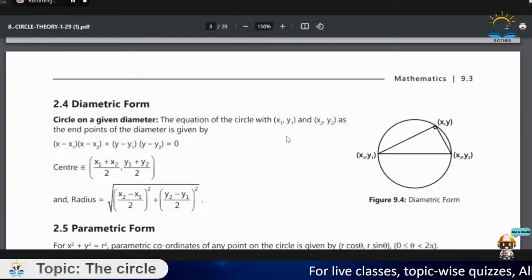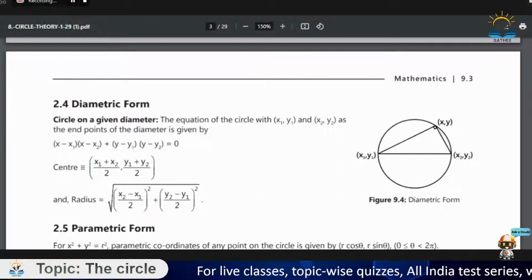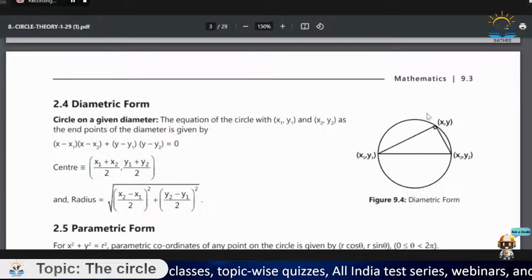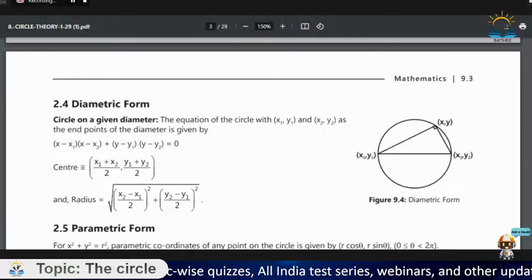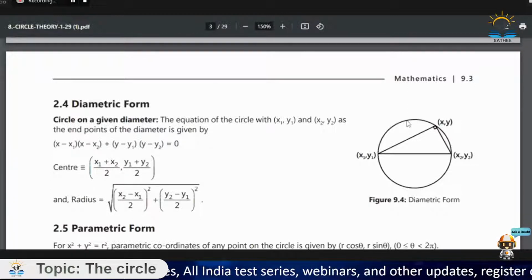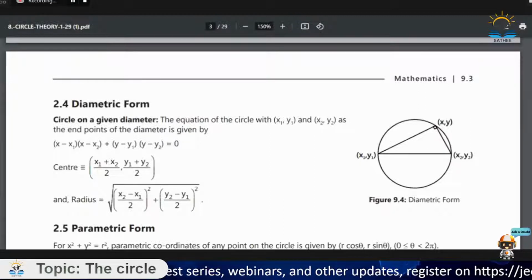So basically this is simple. We have read a property in our ninth class that if we join the diametrically opposite points on the arc of a circle to any point on the semicircle arc, they form an angle of 90 degrees.